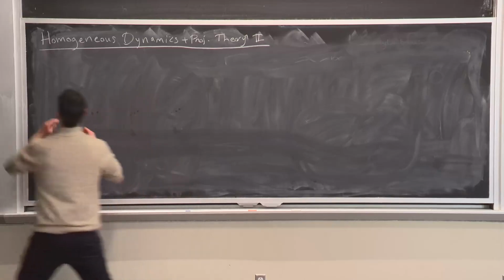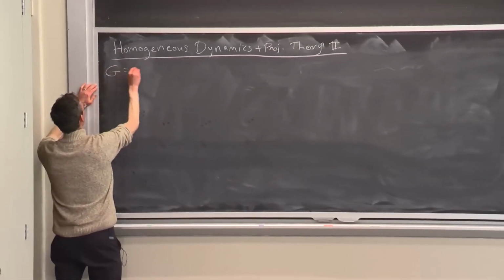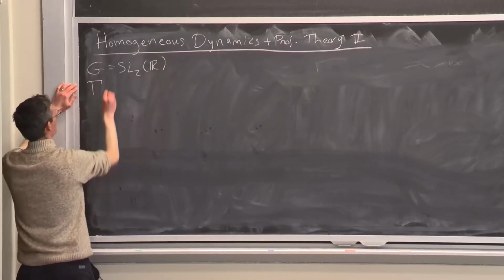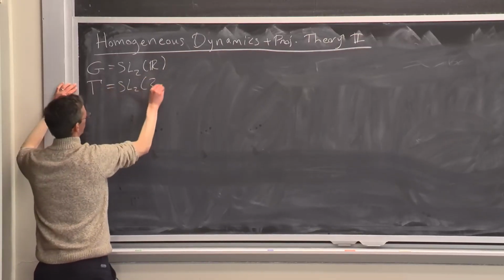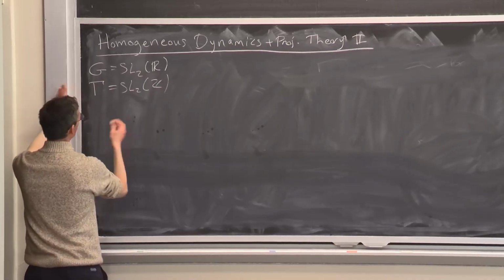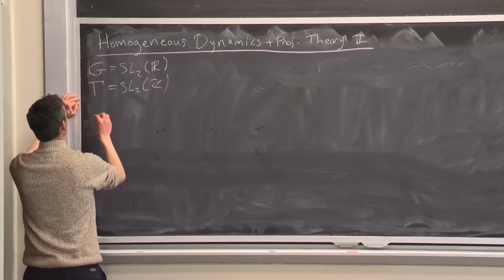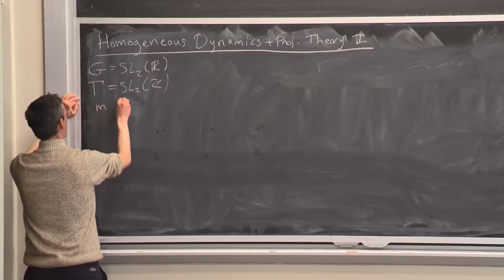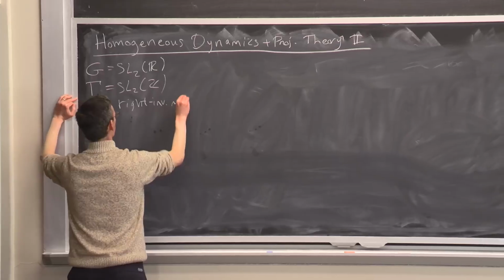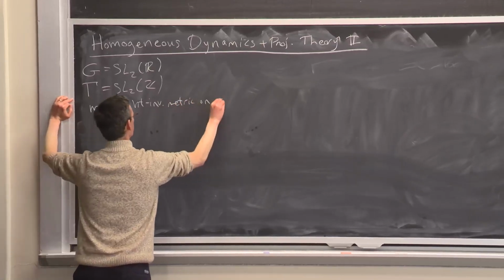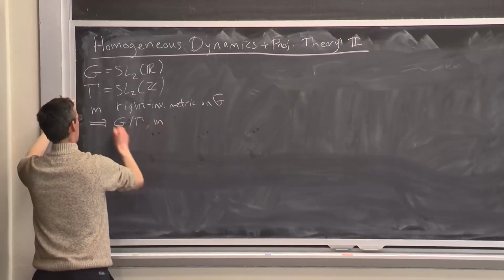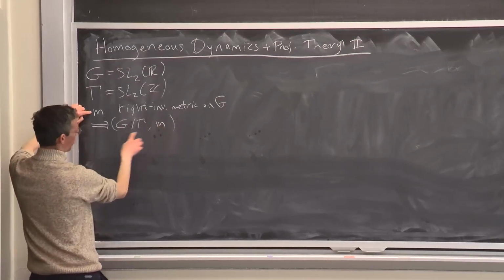Okay, so we'll have a Lie group G, which so far is SL2R, and we have a discrete subgroup, which so far has been SL2Z. And we're interested in G mod gamma. We have a metric, M, which is a right invariant metric on G. And then it leads to a metric that I'll also call M on G mod gamma.